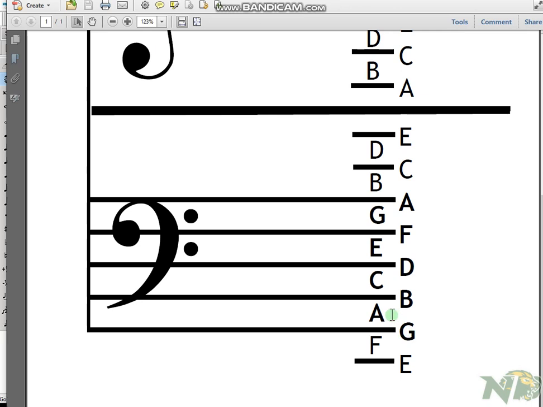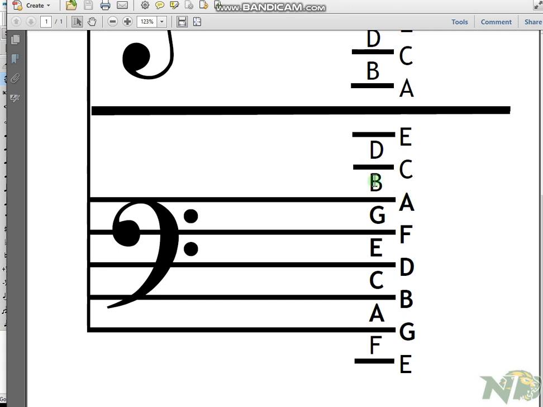So if this is A, then the next note up is B, C, D, E, F, G, and the top line is also A. And likewise, if we go backwards, G is the bottom line. F is below that. E is below that. And for especially you tuba friends, there are plenty of notes below this E that we're going to talk about here in a minute. And again, if you go above the staff, my trombone friends will appreciate this at some point if you don't already.